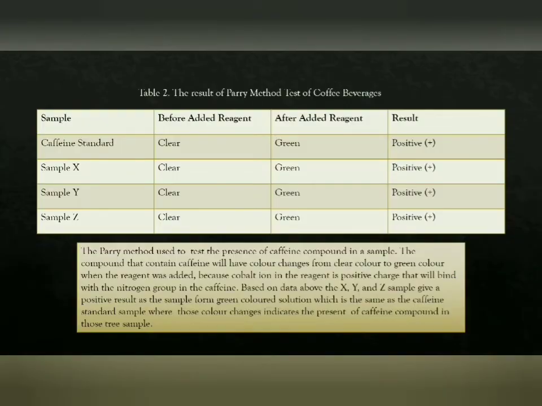As for Table 2, the result of the Perry method test of coffee beverage. The Perry method is used to test the presence of caffeine compound in the sample. The compound that contains caffeine will have a color change from clear to green when the reagent is added, because the cobalt ion in the reagent is positively charged and will bind with the nitrogen group in the caffeine.